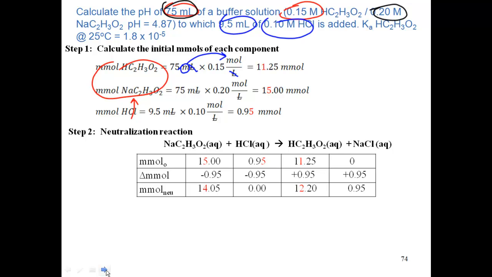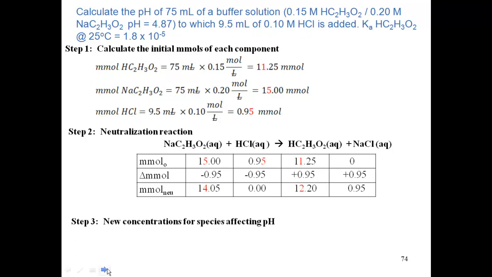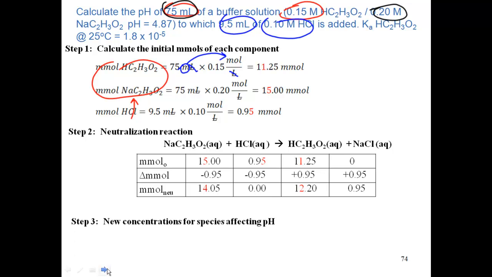Now pH is going to come from the hydrolysis of this stuff. So I need to look at each component and see if they can affect the pH. Okay, so it gives me to step 3. I want to find the new concentrations for the species, but only those that affect the pH. So let's look at each component and see what we're talking about. Sodium acetate. What is sodium acetate? Is it an acid, is it a base, or is it a salt? It's a salt. What kind of salt? It's a basic salt.